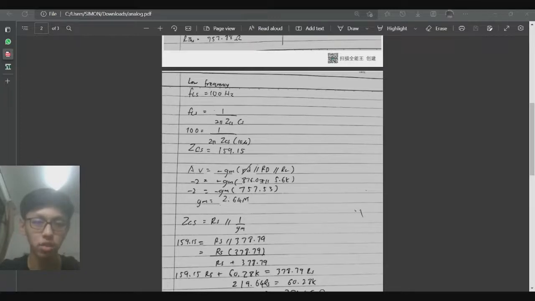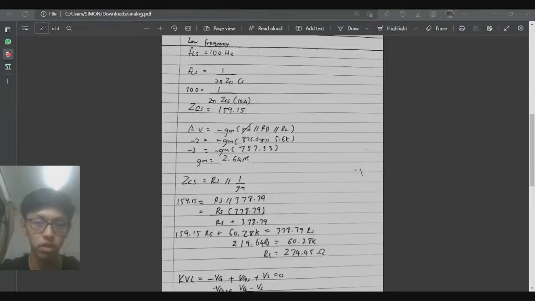Next is about low frequency calculation. So FLS equal to 100 Hz, which we get from the equation. So by substituting into this formula, we will get ZCS equal to 159.15.